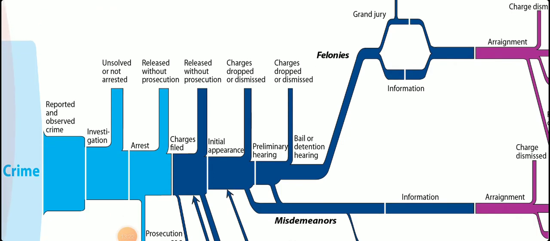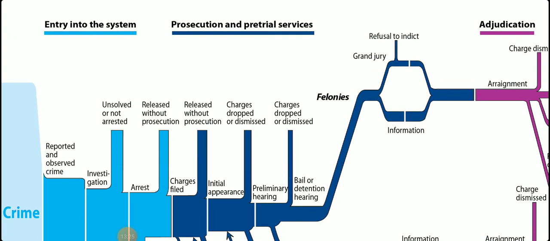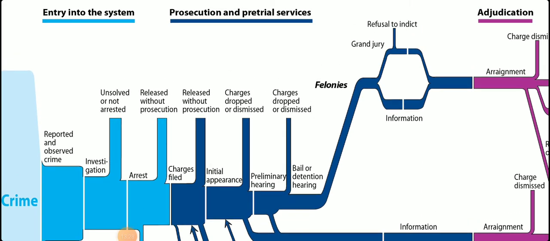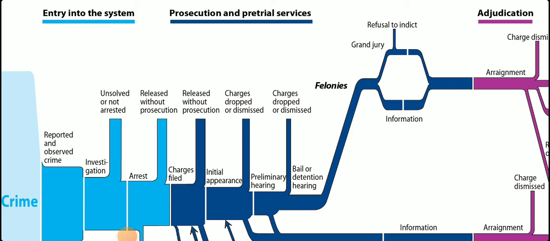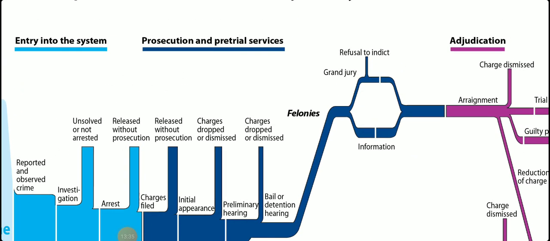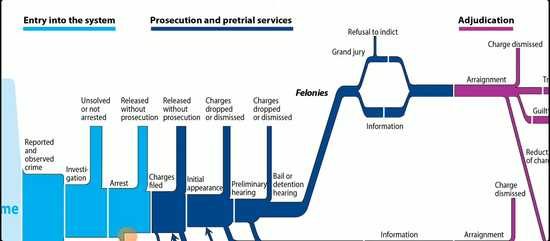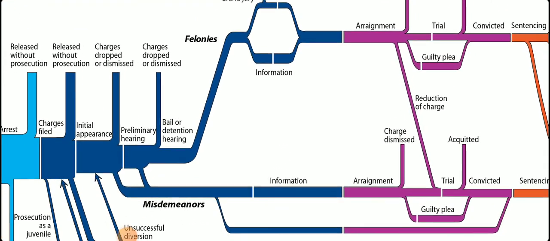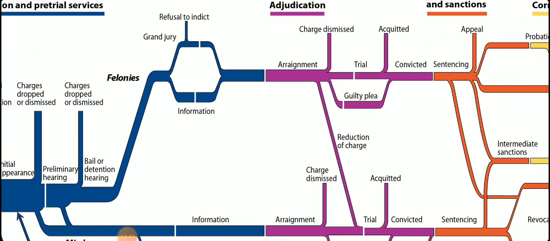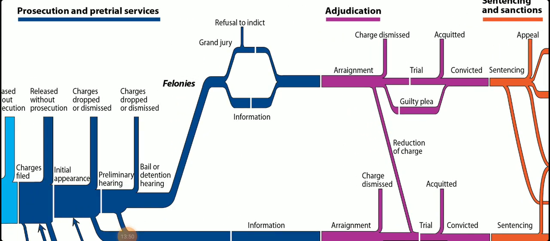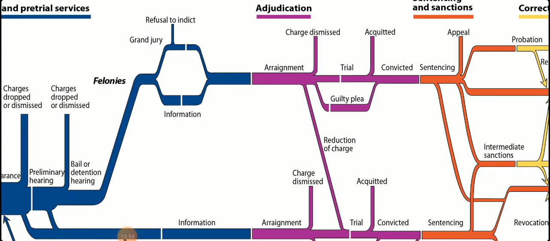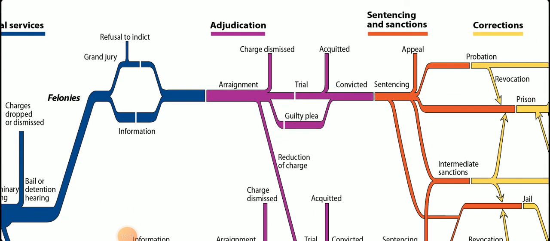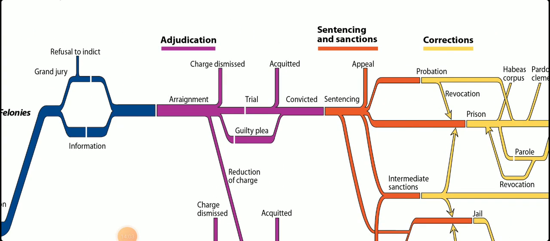Let's take an overall look and make a summary. Entry into the system: a crime happens, and arrest is the end point of entry into the system. After arrest, prosecution and pre-trial service by police start. Prosecution is the police work. Adjudication is the court proceedings. In sentencing and sanctions, the court decides what to do: either sentencing, or sanctions, or release.